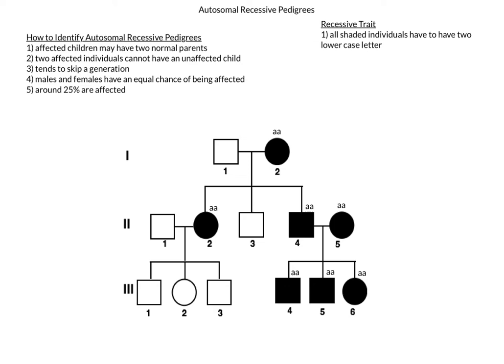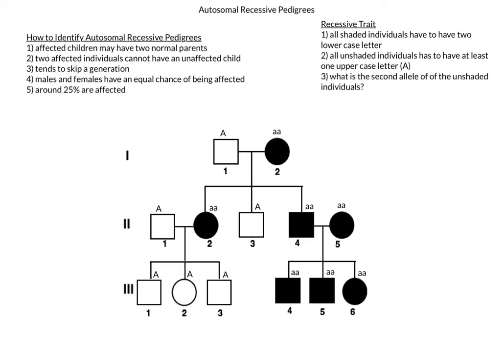Next, we know that all the unshaded individuals then have to have at least one uppercase A since they do not have the trait. With that out of the way, we can now start asking the question, what is the second allele for all of the unshaded individuals? We're basically going to just look at the parents and offspring of each individual and see if we can determine or justify what their second allele has to be.